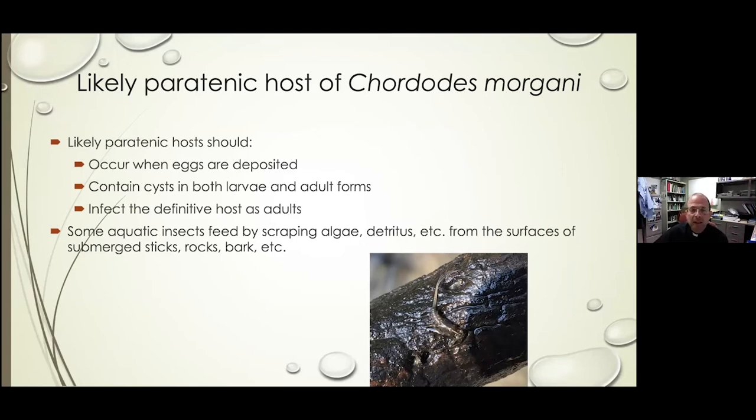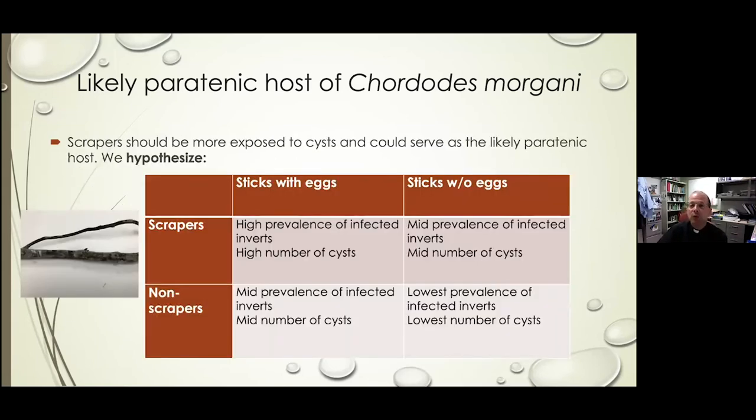Now, there are some aquatic insects that we know feed by scraping algae and detritus from the surfaces of submerged sticks, rocks, and barks. And so you can see this mayfly larva here with this scraper feeding behavior, where they're just scraping the algae off, in this case, a little stick. So scrapers should be more exposed to cysts and could serve as a likely paratenic host.